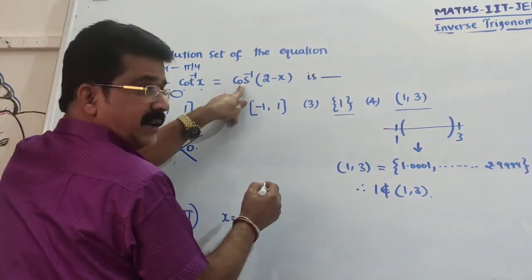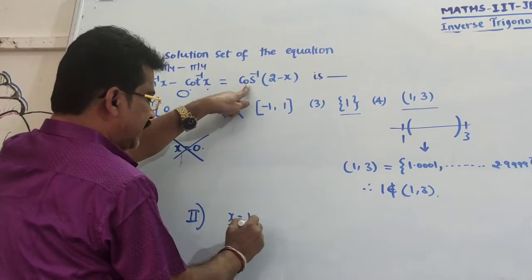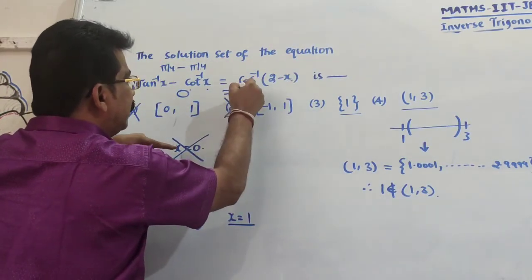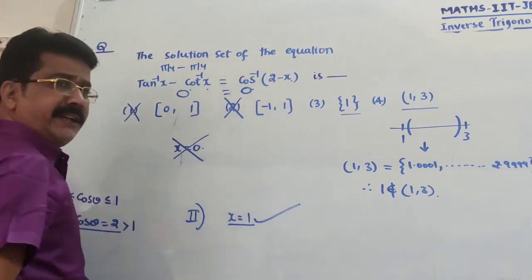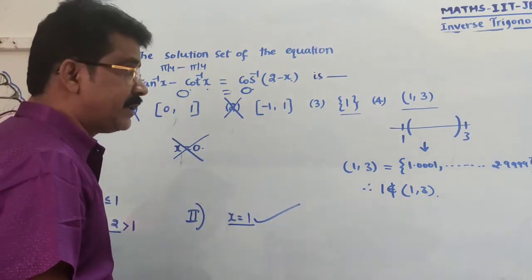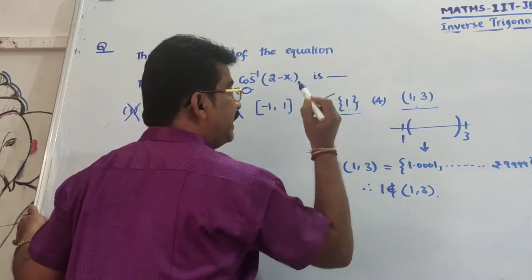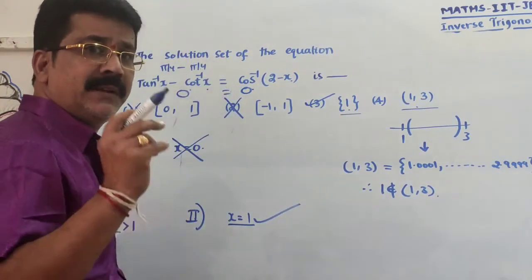You come to the RHS part. x equal to 1, so cos inverse of 2 times 1 minus 1, that is cos inverse of 1, is equal to 0. So 1 satisfies the given equation. Where is 1? 1 is not here, but 1 is here. Therefore, the right option is the third option.